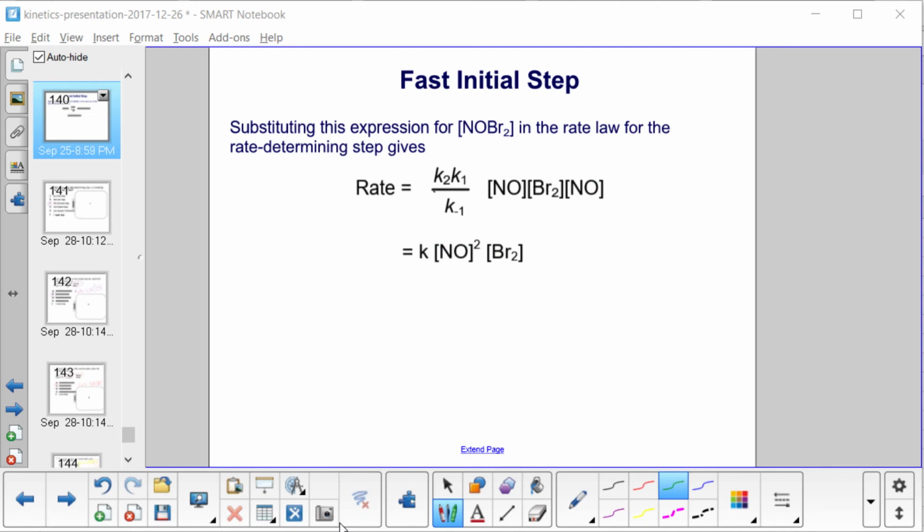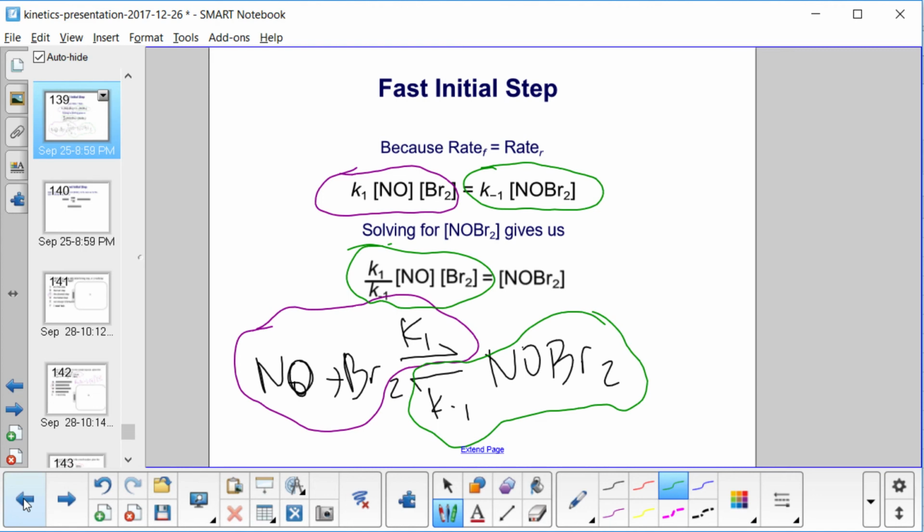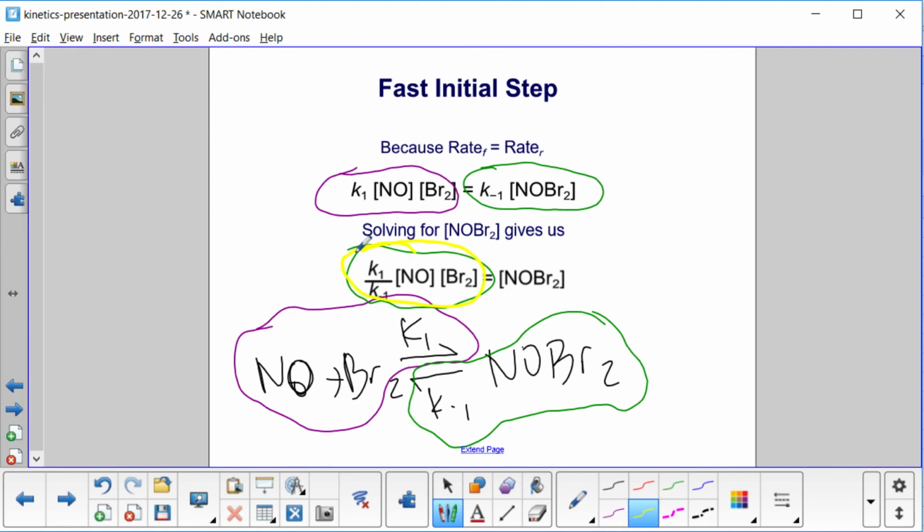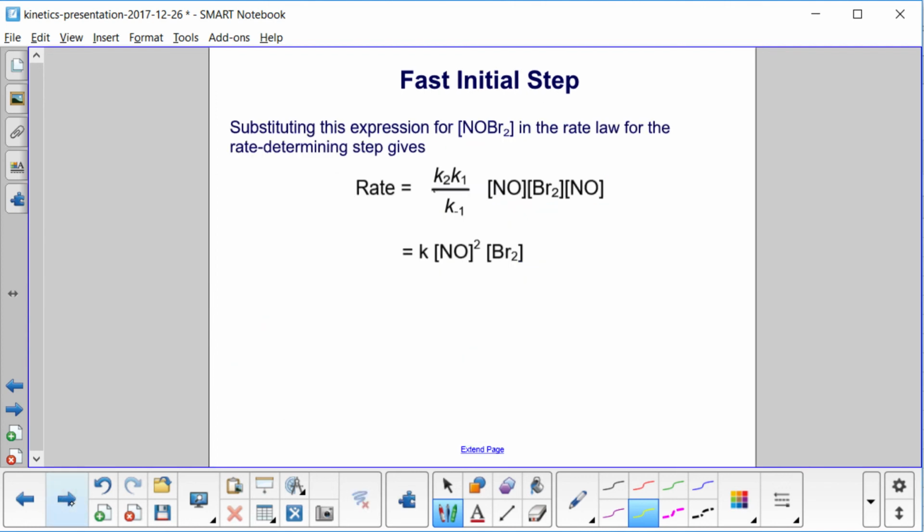All right, so substituting the expression for the concentration of NOBr2 that we just got in the previous slide, which you see here circled in green, and I'll circle again in yellow, I'm going to substitute that into my original rate law equation. And when I do that, I get this ratio of k values, which is just k for the overall reaction. Then I have the concentration of NO squared, and then the concentration of Br2. So there is the overall rate law for the overall reaction.